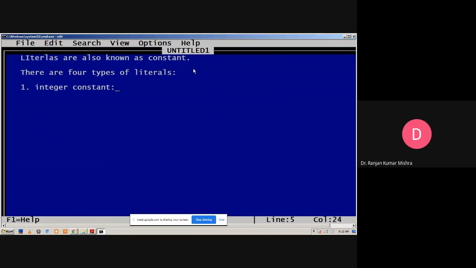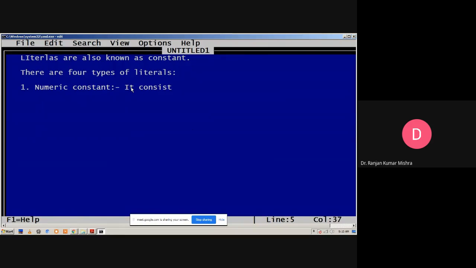We already know about the integer. Integer is also a data type; we will discuss the different data types in the next lecture. An integer constant is also known as a numeric constant, because it represents a numerical value. These are integer literals.